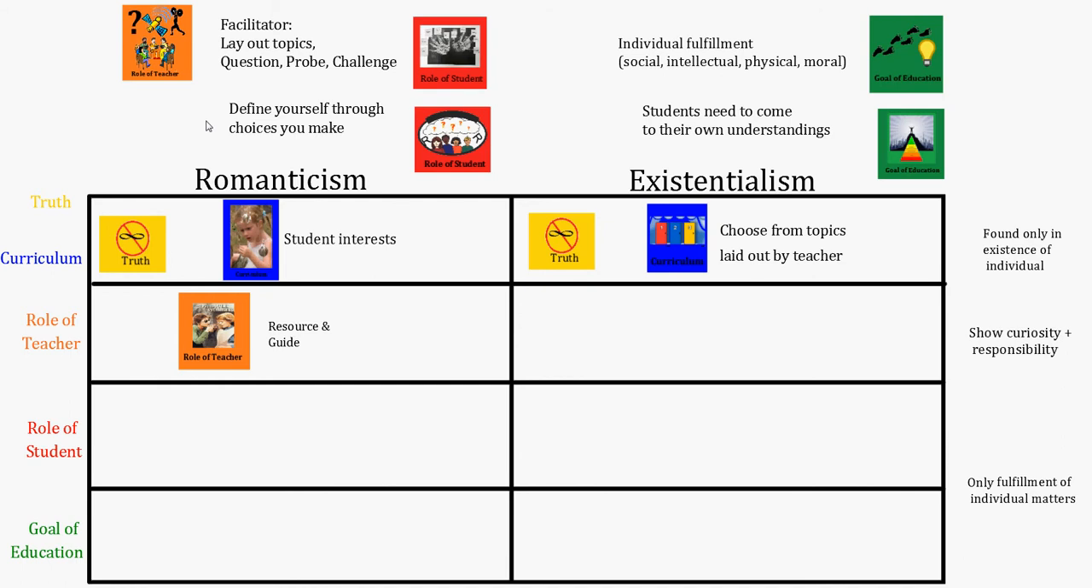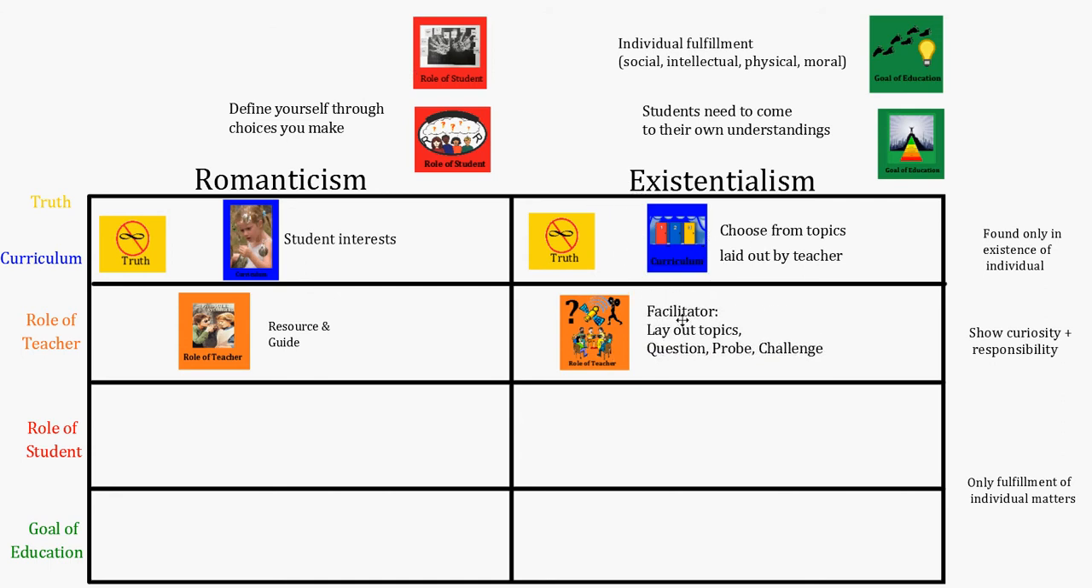a guide. The role of the teacher for existentialism is a facilitator, which is similar to a resource and a guide, but the teacher lays out these topics and then questions, probes, and challenges the student. So this is different. The question is the question mark, probe like a probe in outer space, a space probe. And then the challenge is this little guy lifting weights. So this, again, to me, it's a little bit more focused than a Romanticist teacher.